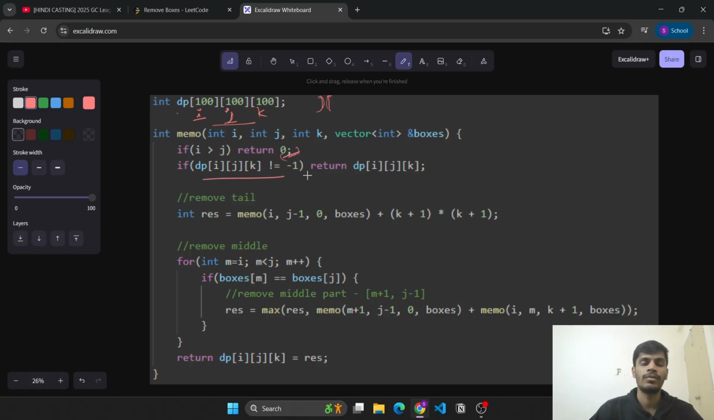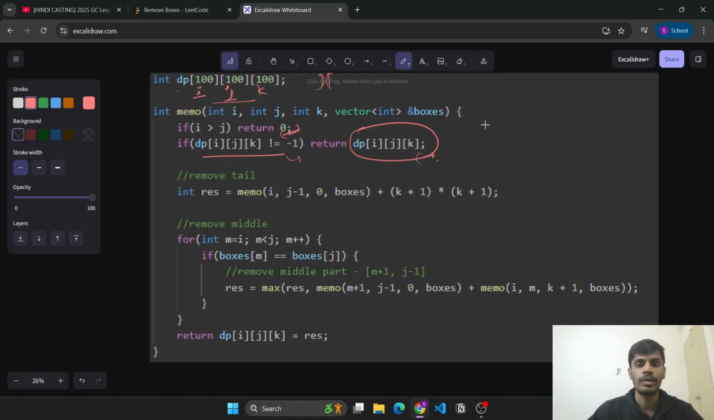Now we'll see if this problem has already been solved. If it has been, we will simply return its value. Else we'll remove the jth element. So the new state will be from i till j minus 1 with 0, plus the k elements that we had, k plus 1 whole square. So this is what we get when we remove this j.